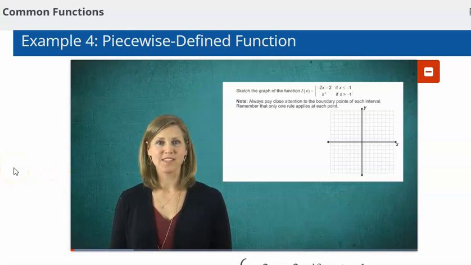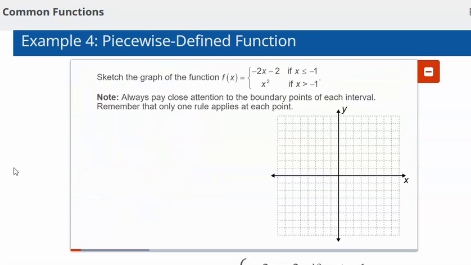Hi. In this example, we sketch the graph of a piecewise function. Sketch the graph of the function f of x, defined as negative 2x minus 2 if x is less than or equal to negative 1, and as x squared if x is greater than negative 1. Note, always pay close attention to the boundary points of each interval. Remember that only one rule applies at each point.